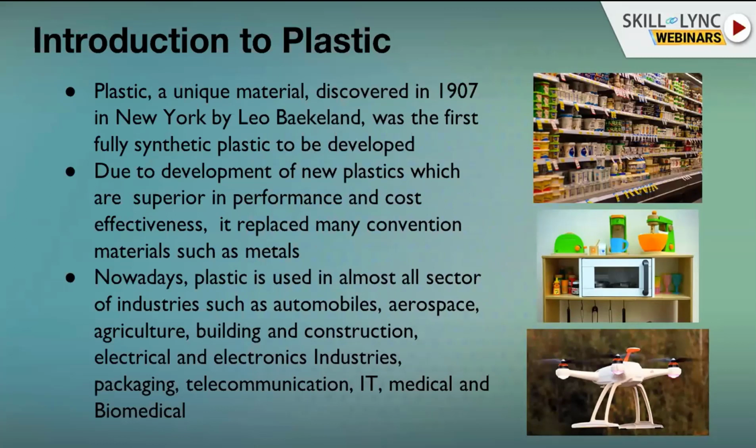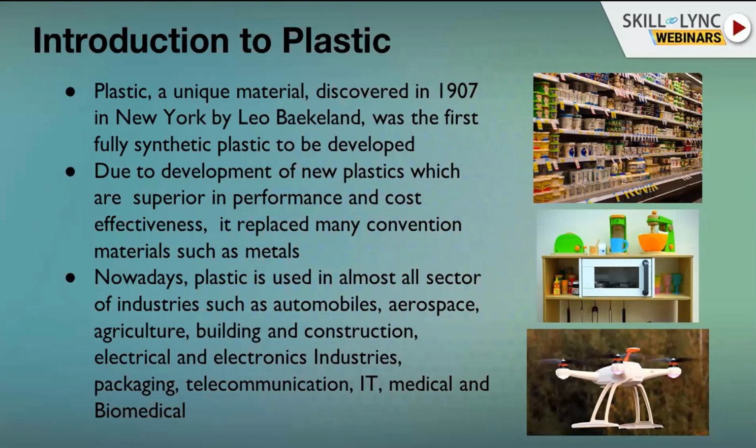The first synthetic plastic was developed in New York in 1907. Due to the development of new plastics, which are superior in performance and cost effectiveness, it has replaced many conventional materials such as metals. As you know, earlier we used to have metal spoons, metal water bottles, metal chairs and tables. But nowadays you can see that all are being replaced by plastic material like fiber chairs, fiber tables, and plastic spoons. So plastic has replaced many areas.